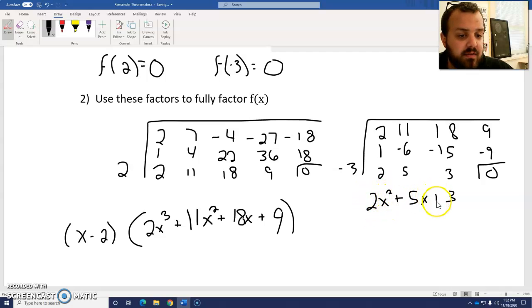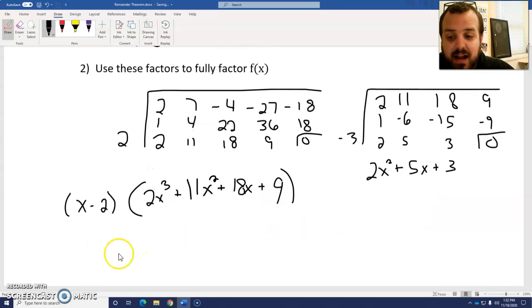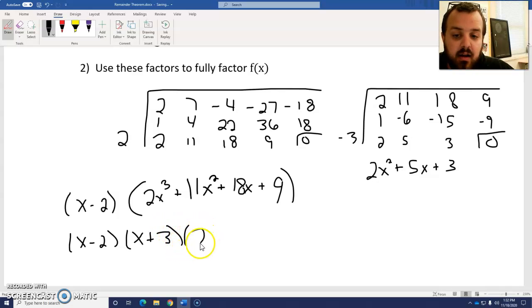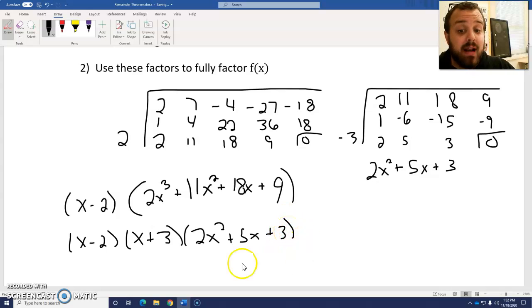Okay, so this polynomial that's left over. So again, I can now factor this even more. I still have the x minus 2. I'm also now taking out an x plus 3. And what's left over is 2x squared plus 5x plus 3. I'm almost done fully factoring my polynomial, but I need to now factor this portion over here, which you'll notice is a quadratic.